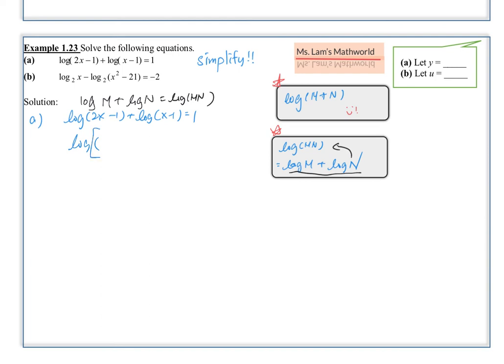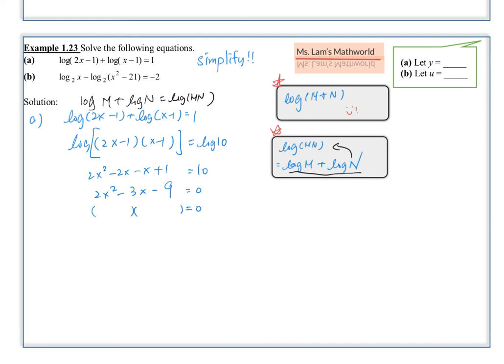Log, with a square bracket first, m n equals to 1. So 1 is actually log 10, right? After that, we only got the one log on the left, one log on the right. We can cancel them out. So then we expand it, and you got 2x squared minus 3x minus 9 is equal to 0.